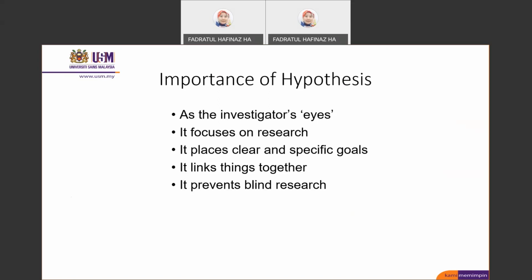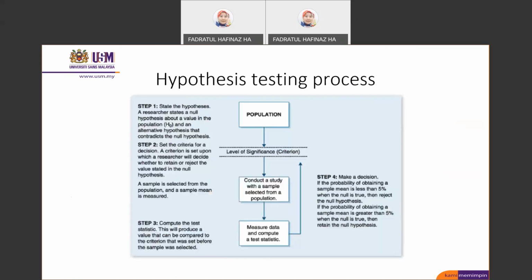So here is a diagram, a flow, for how we develop a hypothesis. The first step is you need to state the null hypothesis, and then also the alternative hypothesis. This is after you take a sample from a population.